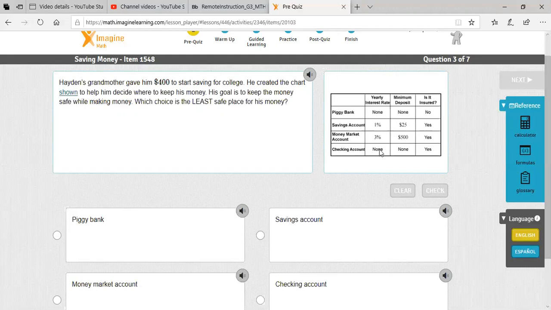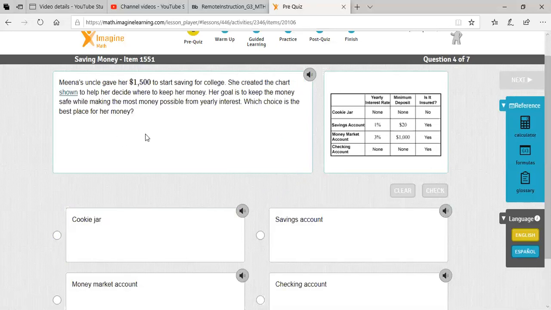Checking account, there is no interest yield. You don't earn money for having the money there. The minimum deposit, you don't require a minimum deposit. It is insured, it is protected, yes. But they're asking us about the least safe place. And the least safe place is the piggy bank. That's the worst decision right here. Next.